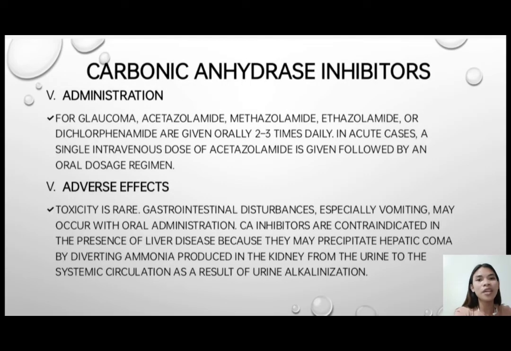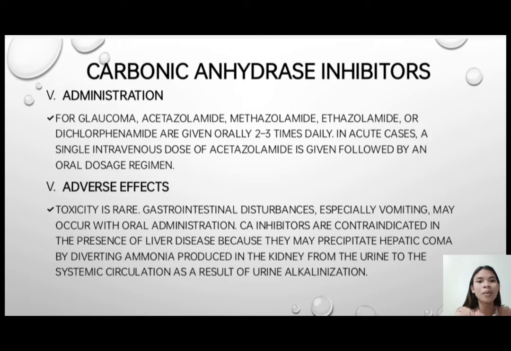For administration in glaucoma, acetazolamide, methazolamide, ethoxzolamide, or dichlorphenamide are given orally 2 to 3 times daily. In acute cases, a single intravenous dose of acetazolamide is given, followed by an oral dose regimen. For its adverse effects, toxicity is rare, but gastrointestinal disturbances, especially vomiting, may occur with oral administration.